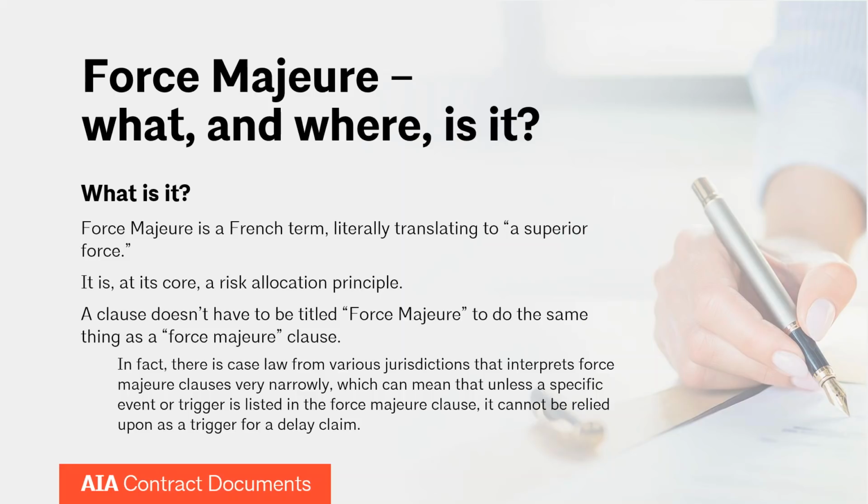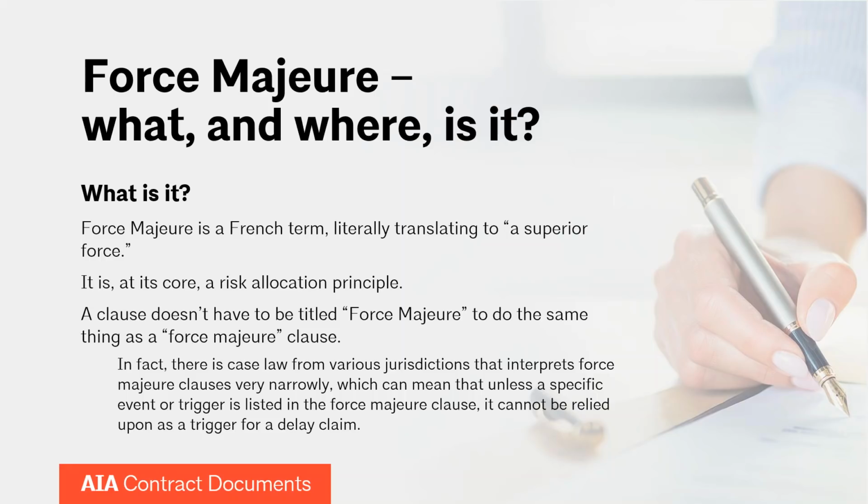So I want to discuss first what it is, and then we'll get to where it is located within the AIA suite of documents. Force majeure is a French term. It literally translates to a superior force. And the thing to understand is at its core, it's a risk allocation principle. It allocates the risk that some superior force is going to interrupt a project in a substantial way.